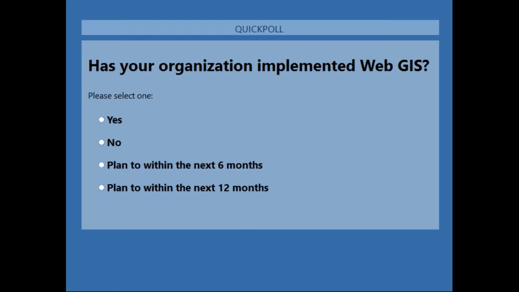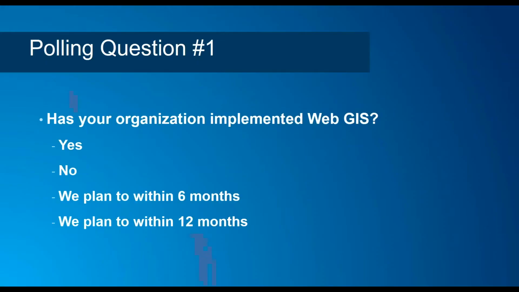It looks like a high percent of you have implemented Web GIS, about 80%. And then we have about 10% of you that are saying that you plan to within the next 6 months. Thank you for taking the time for the poll. We're going to go ahead and pass it to Padre Dam and let them get started.